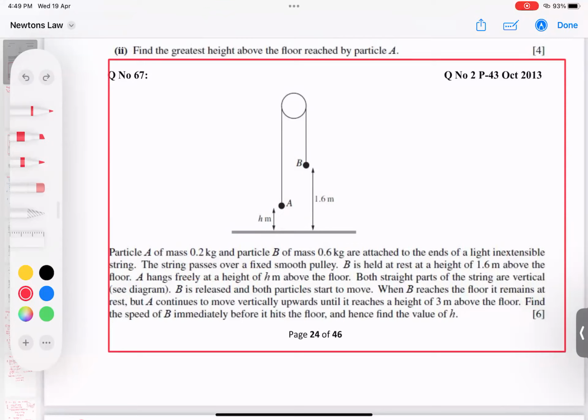And what is the moving style? B reaches the floor, it means B will move downwards, the heavy particle, and A will go upward, the lighter particle. We got this from here. And this line is the most important line. I'm underlining this one. So A continues to move vertically upwards until it reaches a height of 3 meters above the floor.